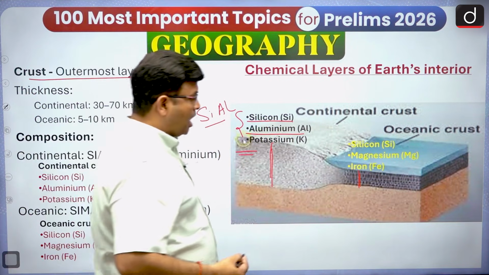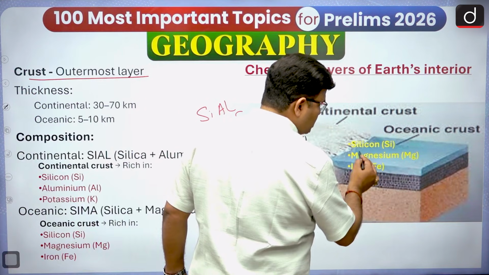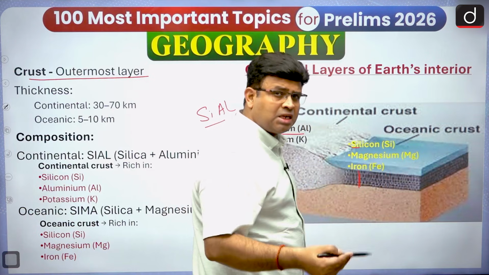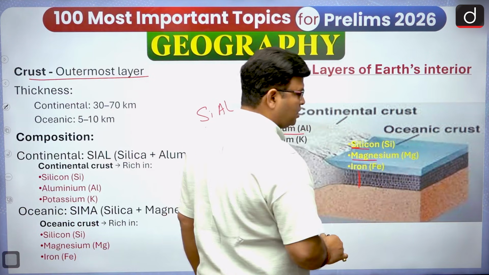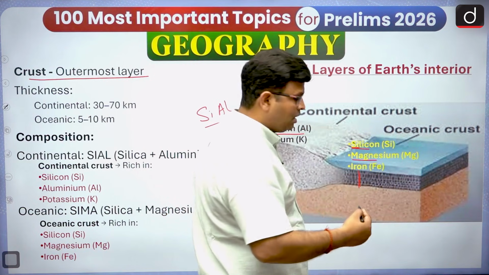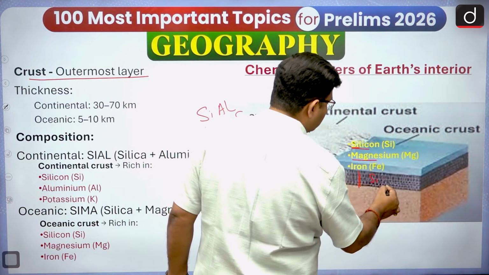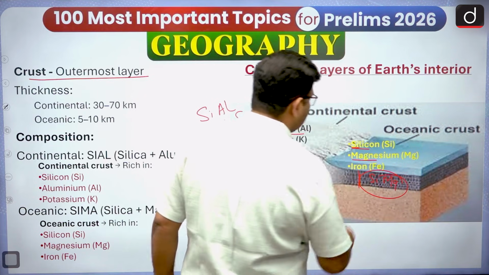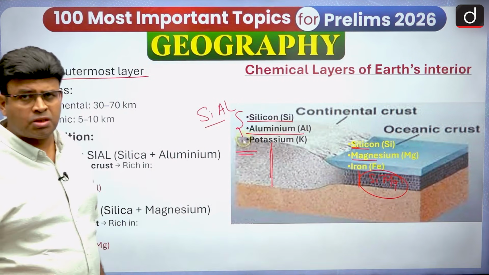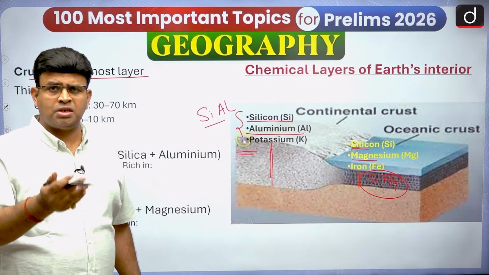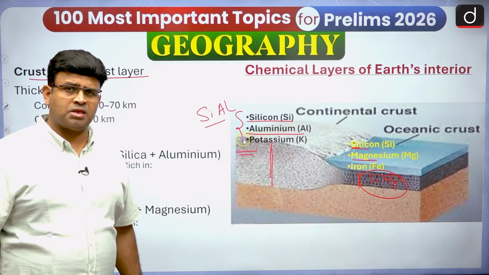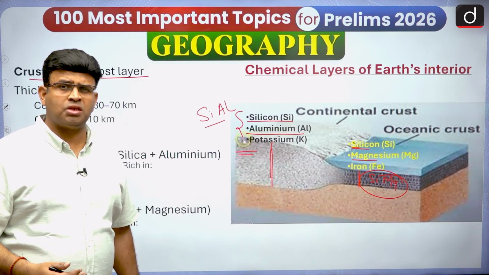And after that, the oceanic crust is made up of basaltic rock, and here silicon and magnesium are the highest components. So here it is known as sima. You must remember that the crust is divided into continental crust and oceanic crust. Continental crust is known as sial. Oceanic crust you can consider as sima.